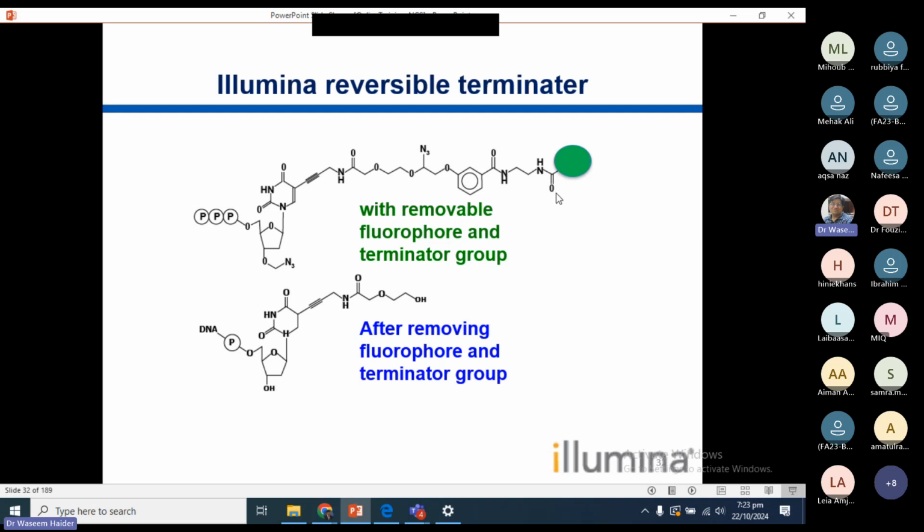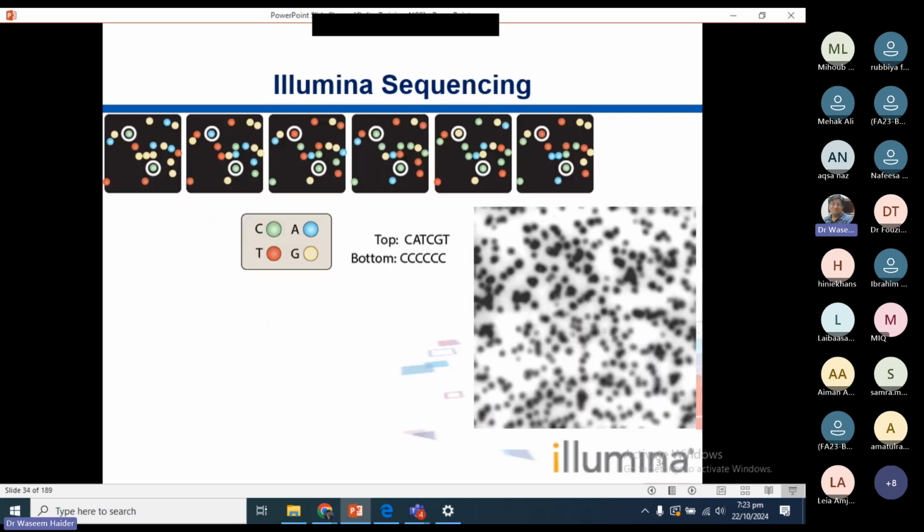But after that signal comes out, this thing stays here. So it's a terminator, but not a permanent terminator like the dideoxy one. It is reversible. You can reverse it. That's why these are reversible terminators.